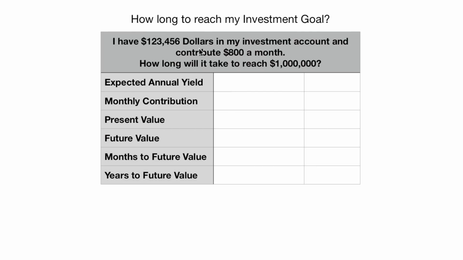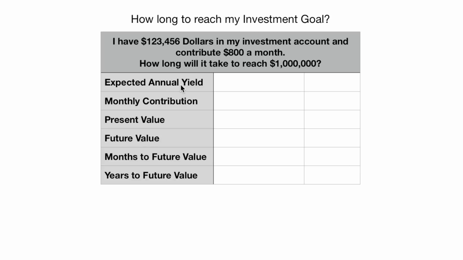Now on my computer, I'm using an Apple, so I'm going to use Apple Numbers. But it would be easy enough to follow along in Microsoft Excel because it's almost the identical formula. So let's take a look. How long until I reach my investment goal? In this scenario, what we're going to calculate is a person, a character, that has $123,456 in their investment account and they make contributions of $800 per month. How long will it take them to reach $1 million?